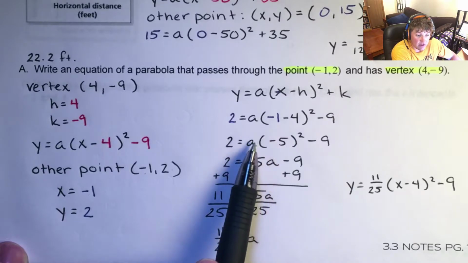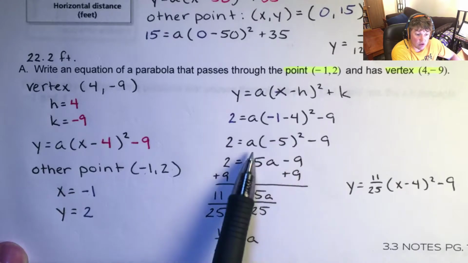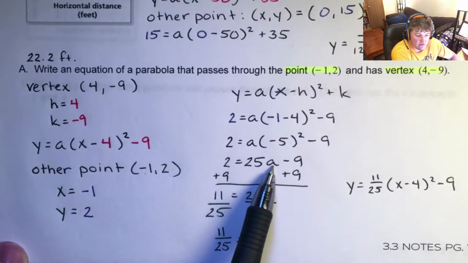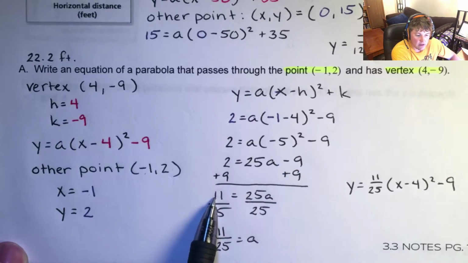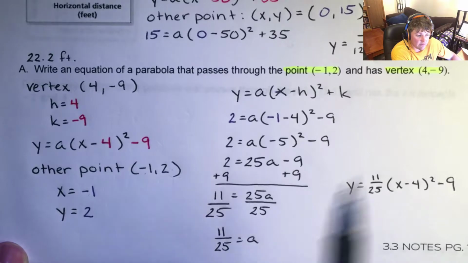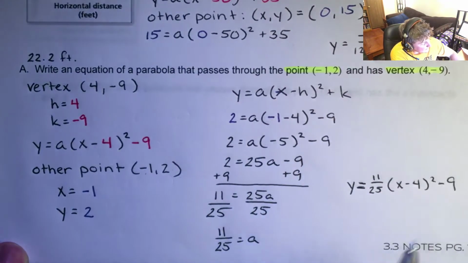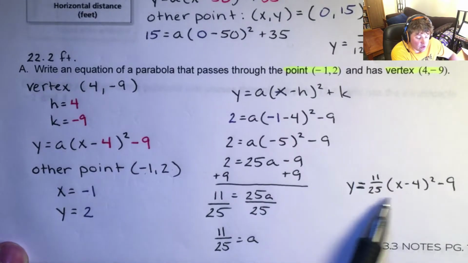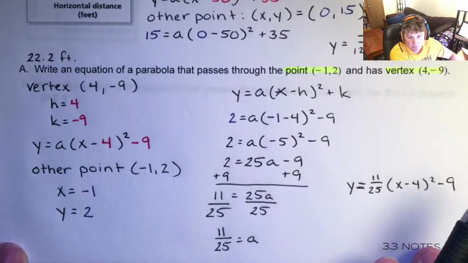Then I solved. -1 minus 4 is -5. -5 squared is positive 25. So now I have 2 is equal to 25a minus 9. So I add 9 to each side to get 11. So 11 is equal to 25a, so I divide by 25 to get a is 11 over 25. Okay, then I have y is equal to 11 over 25 times (x minus 4) squared minus 9.